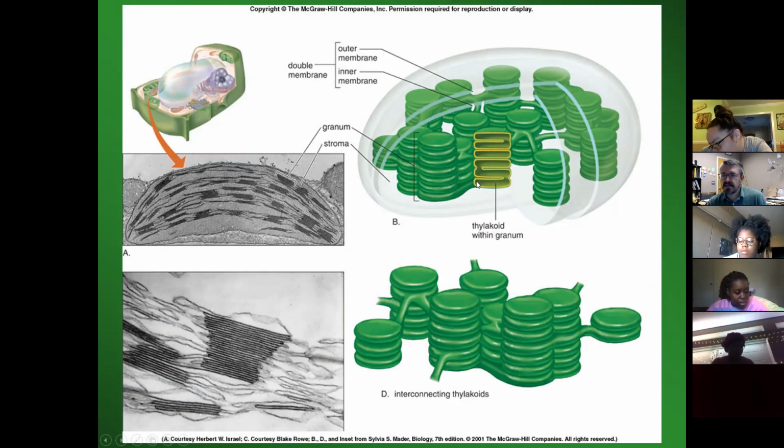Okay. You can see the stacks of grana here. Notice they're all connected in one big membrane. They just get stacked on top of each other. That is to increase surface area. The space in between, so all this white space in and around the thylakoid is actually the stroma. You can see the double membrane, but all that space in and around, that's the stroma.